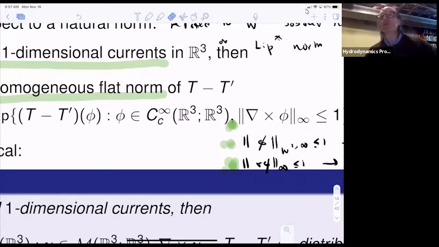Okay, so we're out of time, but what I'll show next time is that this flat norm has a very nice geometric interpretation. This allows us to describe a natural continuity property of very weak solutions to the binomial curvature flow. Okay, so are there any questions about anything?